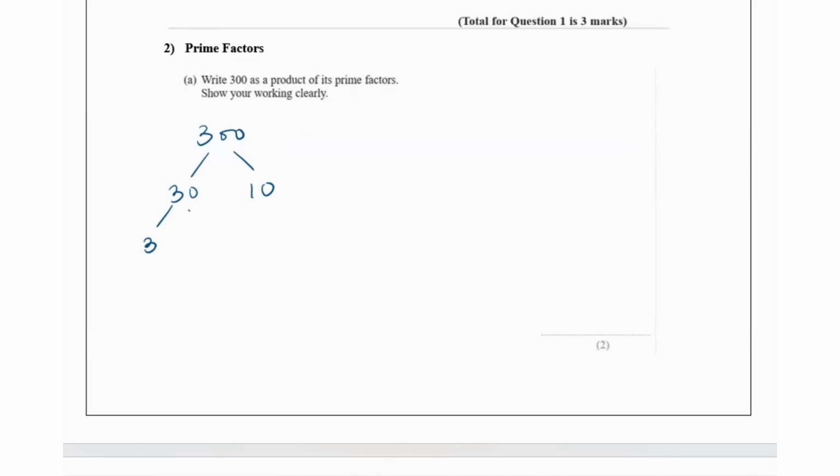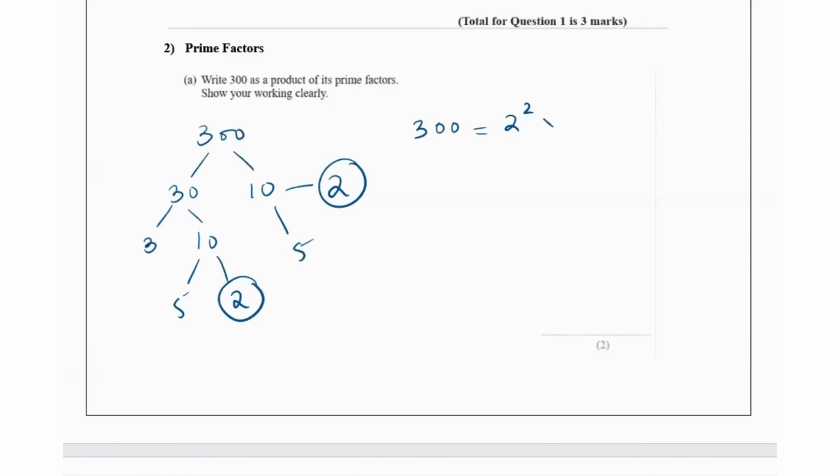30 becomes 3 times 10, and 10 becomes 5 times 2. Since 3, 5 and 2 are prime numbers, we cannot break them down further. Similarly, 10 becomes 5 and 2. So 300 can be rewritten as 2 squared, because we have two 2s, times 3 and then 5 squared. So that's your answer.